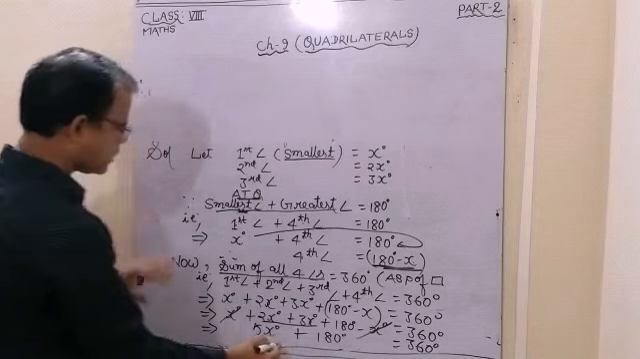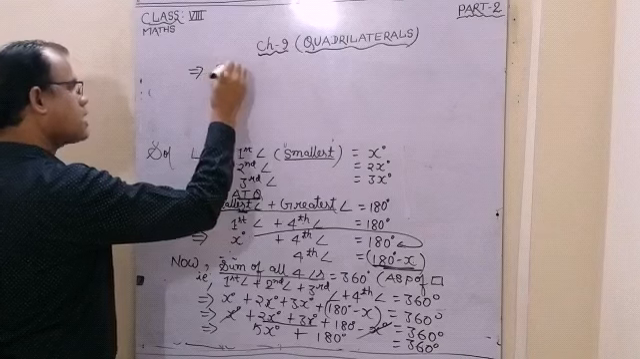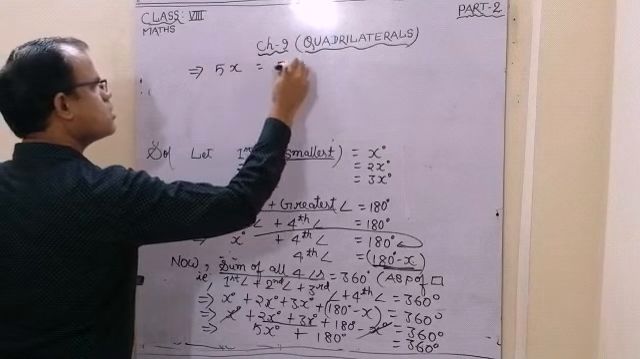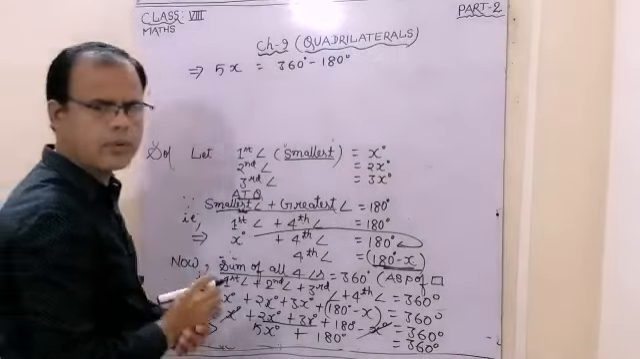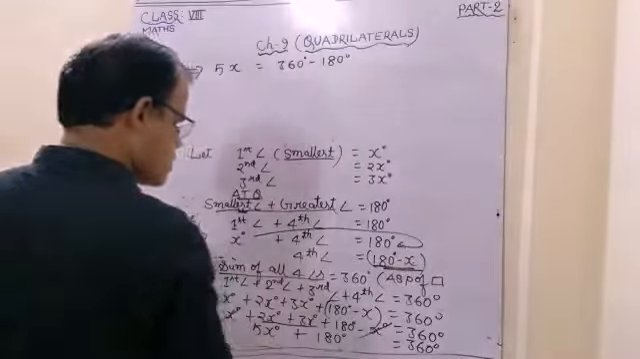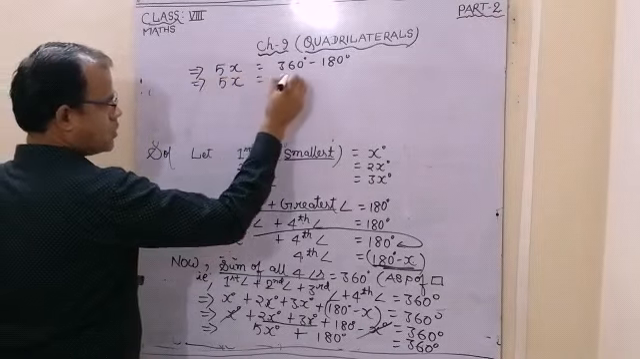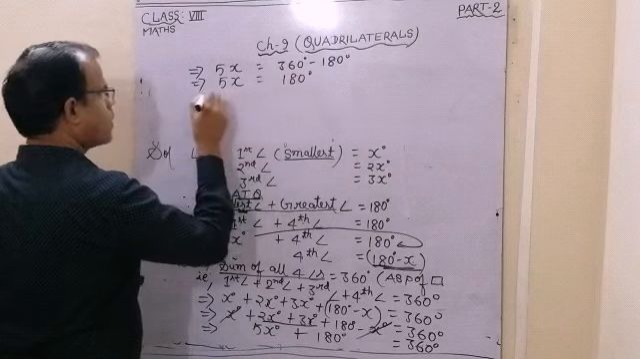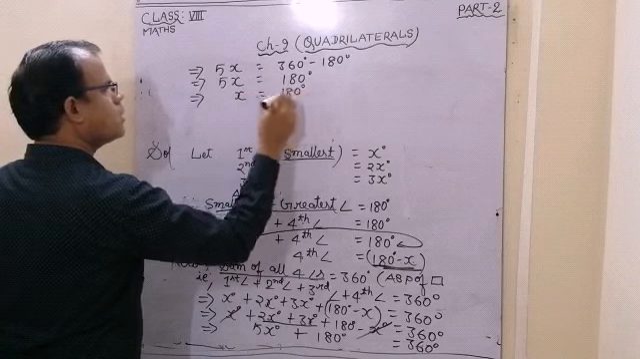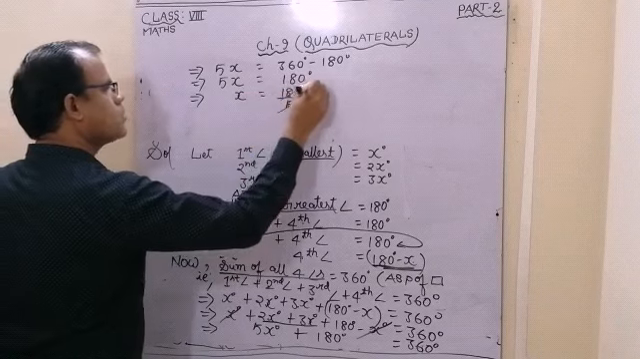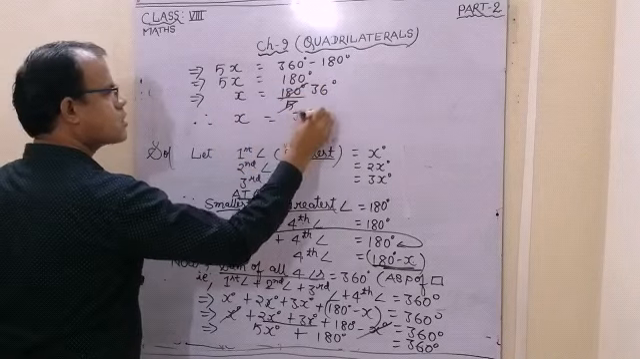Now after that we write here, 5x equals 360 degrees minus 180 degrees. So 5x equals 180 degrees. So x equals 180 degrees divided by 5. So it becomes 36 degrees. Therefore, the value of x is 36 degrees.